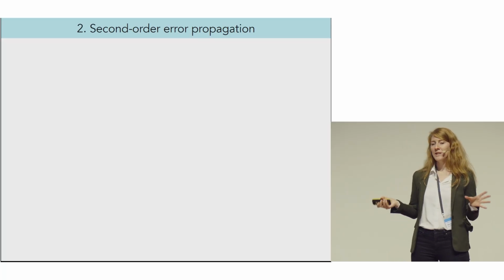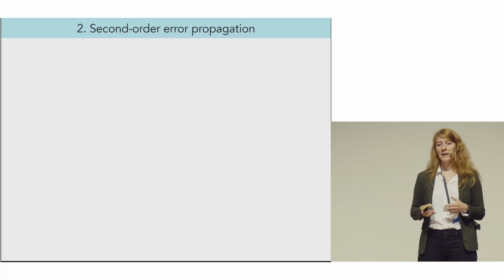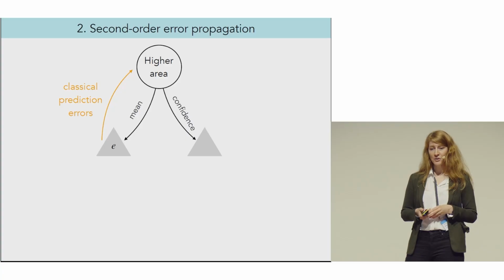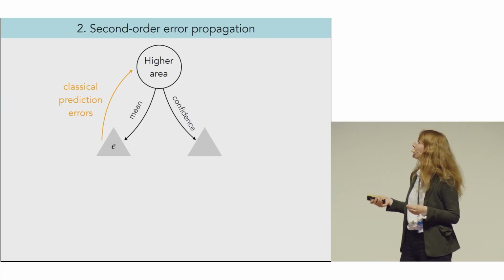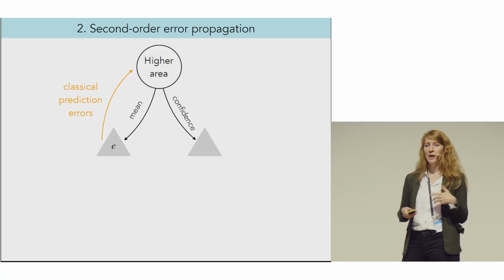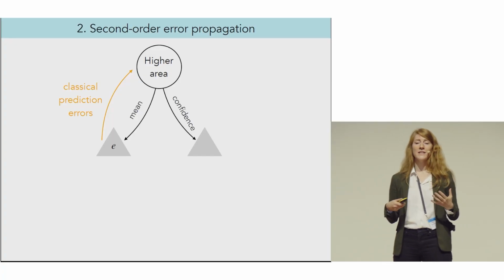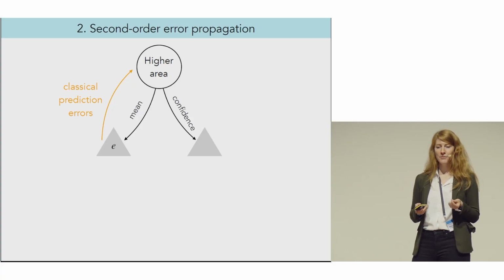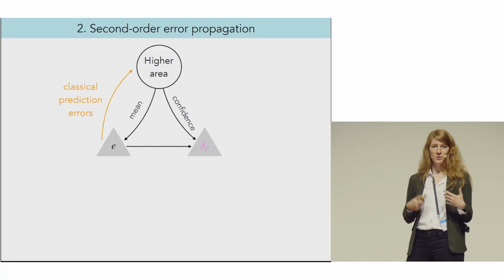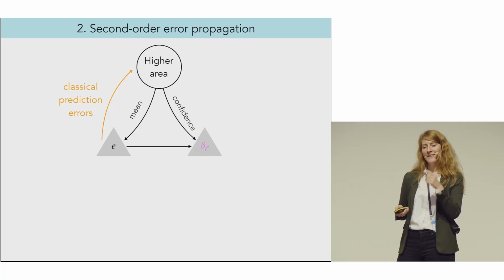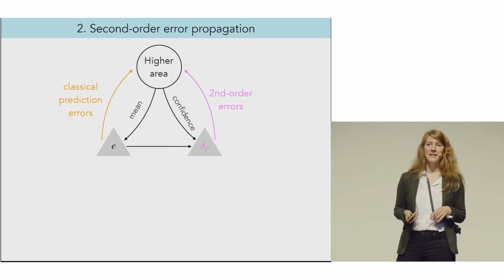Okay, so in the last few minutes, I would like to talk about why it is useful to calculate second-order errors and to propagate them in the cortical hierarchy. What we've shown here suggests that the higher area does not only predict the mean, but also predicts the confidence, or learns the confidence of its prediction. And we compare this confidence estimate with the actual magnitude of the errors, which gives us a more true confidence estimate. And then this gives us the second-order errors that are propagated up in the hierarchy.